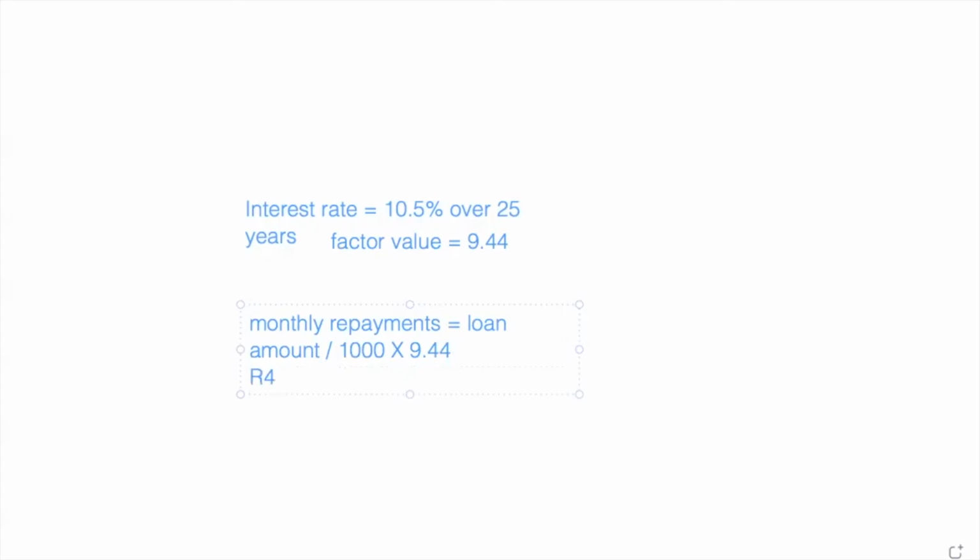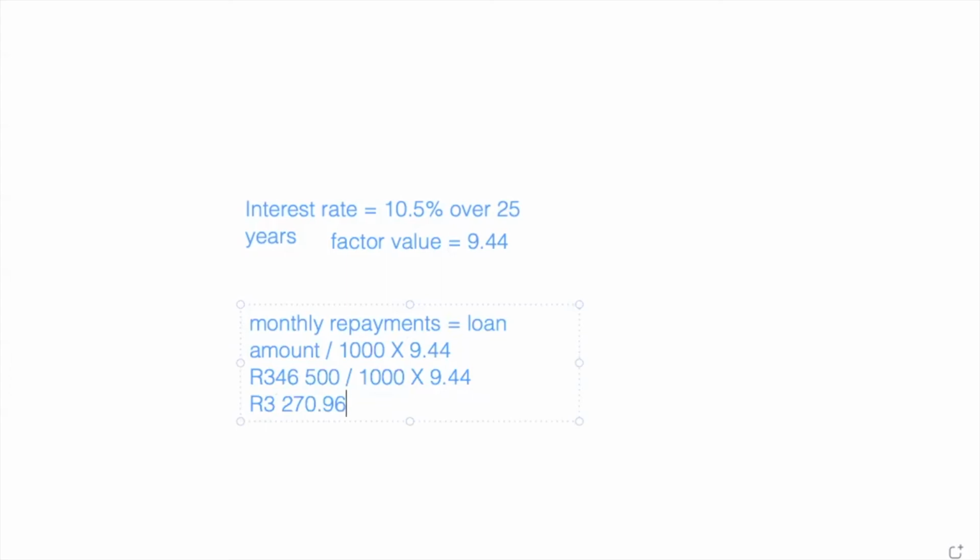It's not 385,000. It's 346,500. You divide it by 1,000 and multiply by 9.44, which is 3,270 Rand 96 per month. This is very close to the advert, as you can see, but the advert has rounded it off to 3,270.